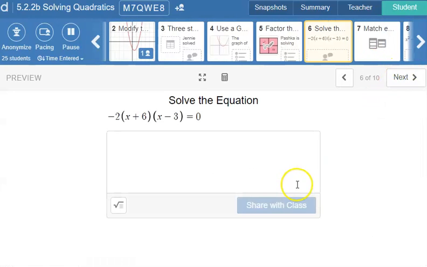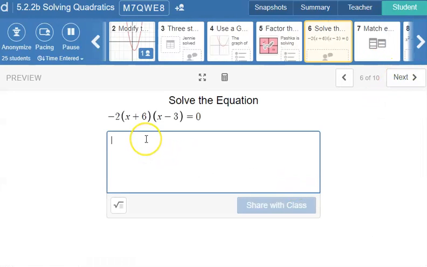All right, the next one is solve the equation. Well, this one's already factored, so all you have to do is type x plus 6 equals 0. And then to solve it, you would subtract 6. So you would say x equals negative 6. I guess I can just put a comma. It doesn't like to go in columns here.